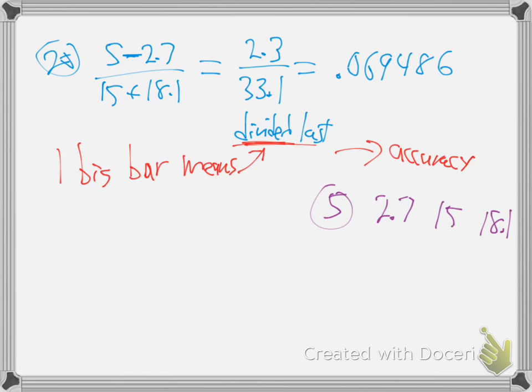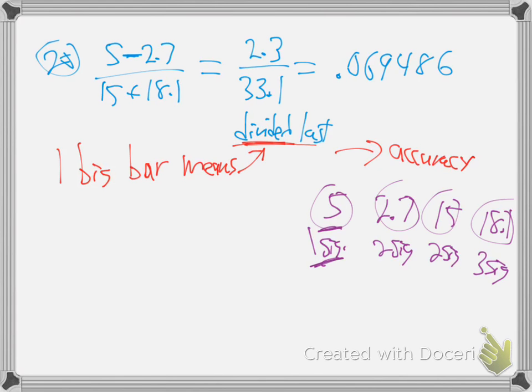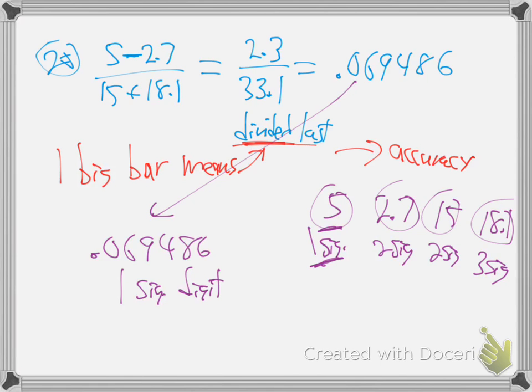So yeah, this has 1 significant digit. This has 2 significant. This is 2 significant. And this is 3 significant. So which one has the least significant? 1. So I'm going to take my answer, 0.069486, and go 1 significant. Remember, you always do least or left. Least for significant digits, left for precision place value. Least or left. So I got to do that answer to 1 significant digit.